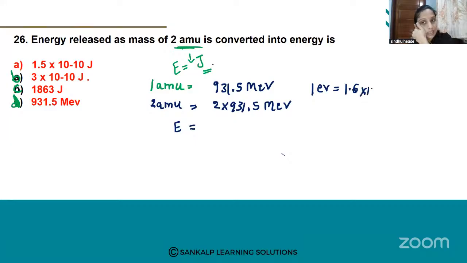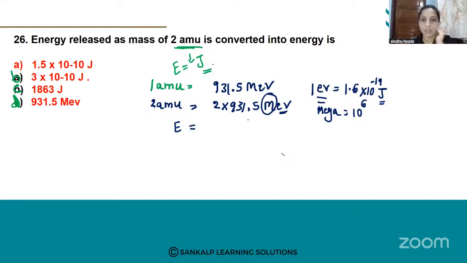1.6 into 10 raised to minus 19 joule is the 1 electron volt value. Okay. See, here they give electron volt to joule ಗೆ convert ಆಯ್ತು. Then again they mentioned here mega. What is mega value? Mega is nothing but 10 raised to ಎಷ್ಟು ಅಂತ ಹೇಳ್ತೀರಾ? Mega ಅಂದ್ರೆ 10 raised to 6. Okay, mega means 10 raised to 6.